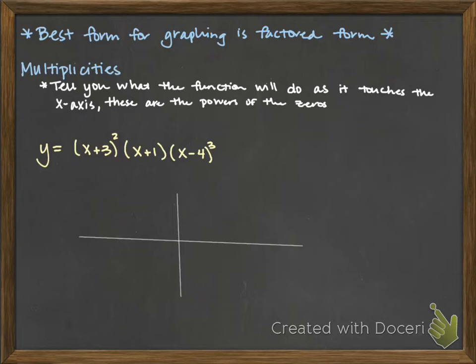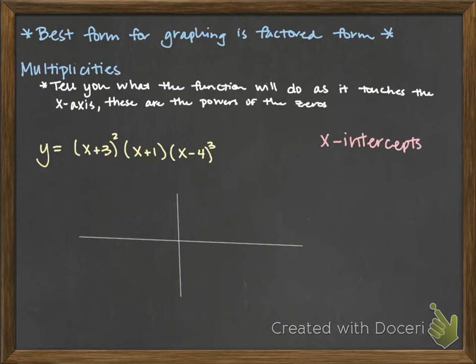So, multiplicities. This is how your graph is going to look as it crosses through your x-intercept values. And to find the multiplicities, you have to be in factored form, and these are the powers of your zeros, of your x-intercept points. So the first step in graphing, once we have it in factored form, is to determine the x-intercepts.